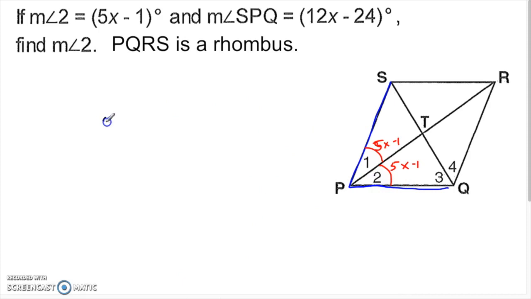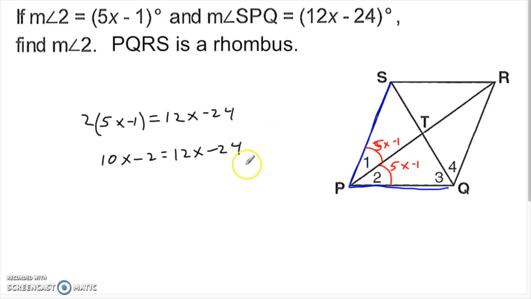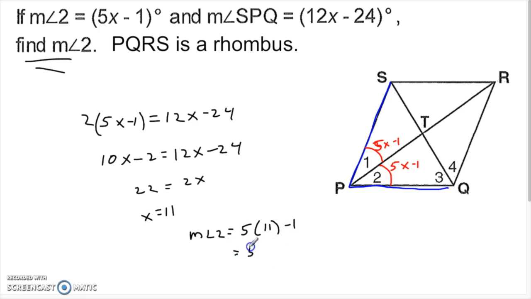Well, I can say 5x minus 1 times 2, right, has to equal this larger angle SPQ, and that's the 12x minus 24. So I get 10x minus 2 equals 12x minus 24. And solving for x, I get 2x is 22, so x is 11. Is that the answer to my question? No, they wanted angle 2, right? So the measure of angle 2, that's 5x minus 1, which is 5 times 11 minus 1, so that's 55 minus 1, which is 54. Right, so that's the size of that angle.